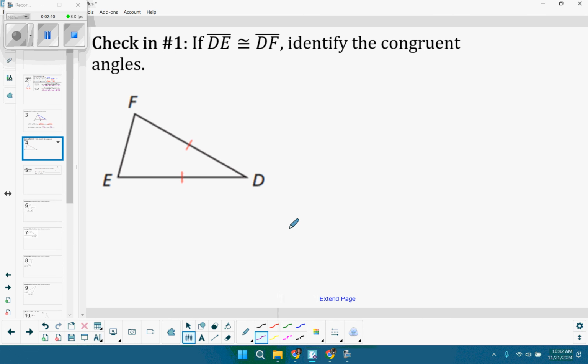So here's the first check-in. Pause if you'd like. Answers are posted on Classroom.